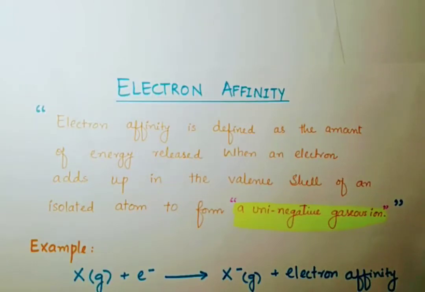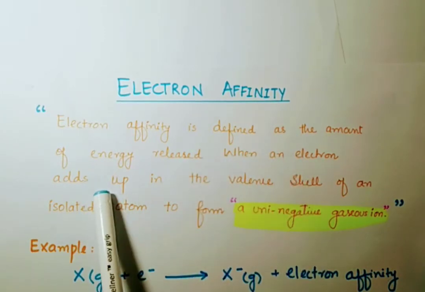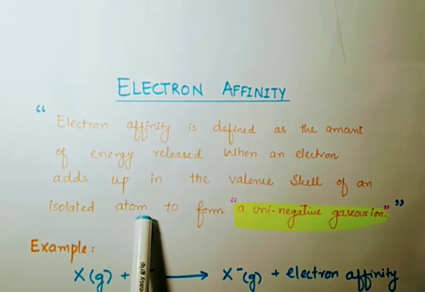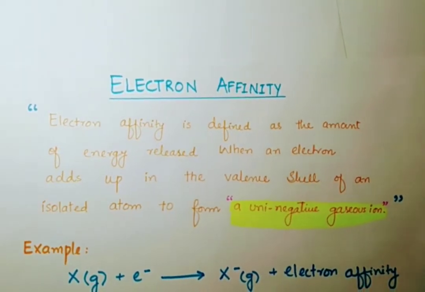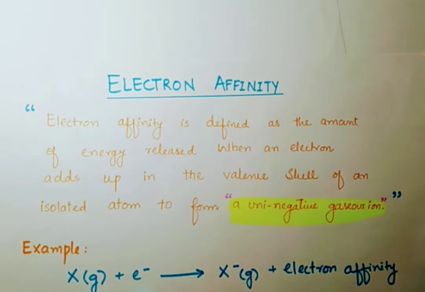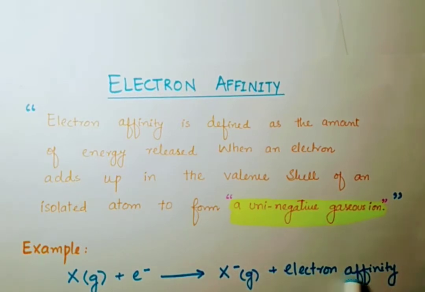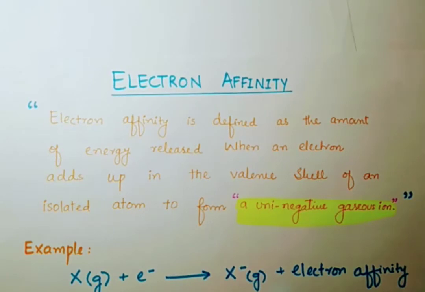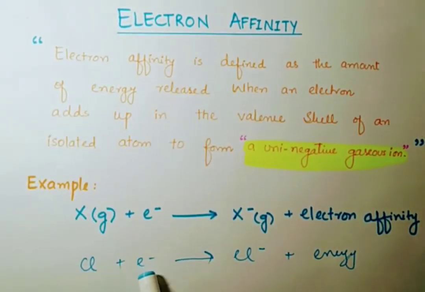Talking about electron affinity, it is defined as the amount of energy released when an electron adds up in the valence shell of an isolated atom to form a uni-negative gaseous ion. For example, here, when an atom gains an electron, it forms an anion, a uni-negative gaseous ion, plus the electron affinity. It is that energy which is released. For example, here when chlorine takes an electron, it forms chlorine anion and energy is released.